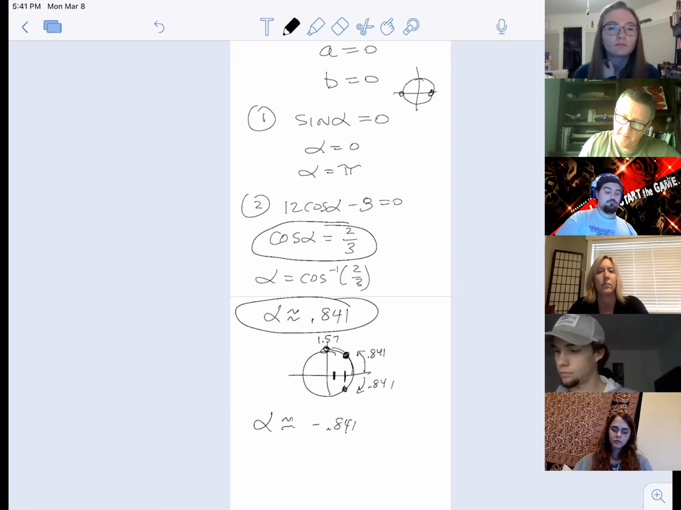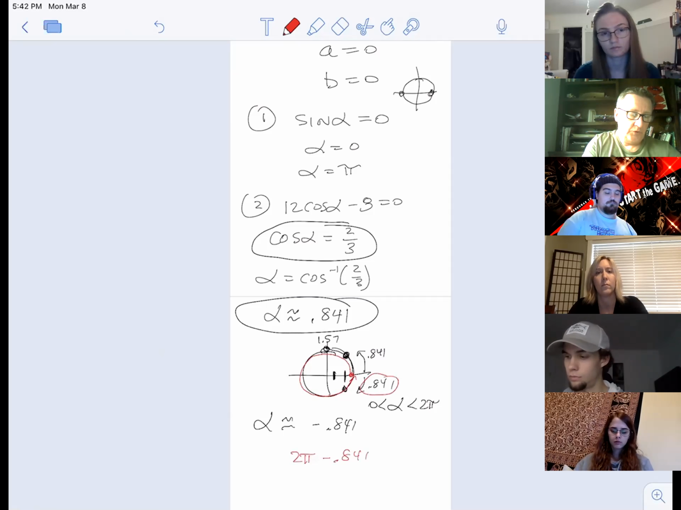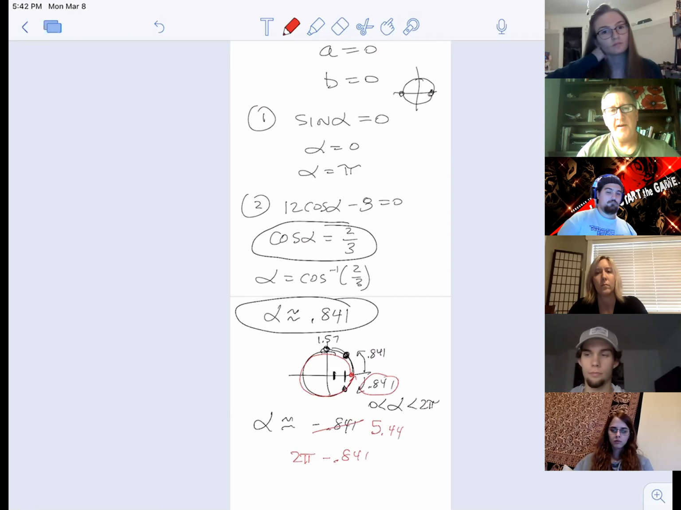Now the problem could say list the answers between, as they often do, 0 to 2 pi. In other words, it's saying, sorry, you can't write it that way. Well, that's easy to fix. If I went starting here, if I went all the way around the circle, got back to here again, that'd be 2 pi, and then back up 0.841. So 2 pi minus 0.841. Fine, I can do that. 2 pi minus that answer is 5.44. Same answer. It's just another way to say it.